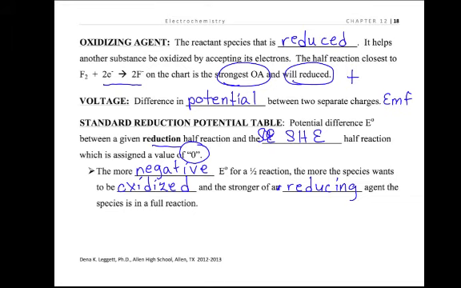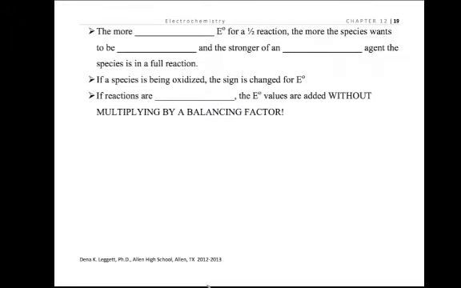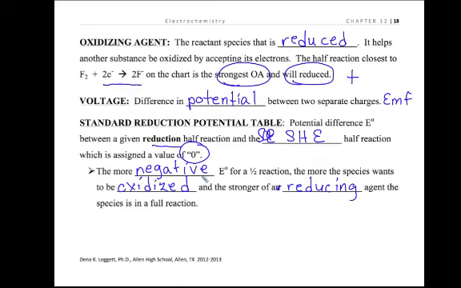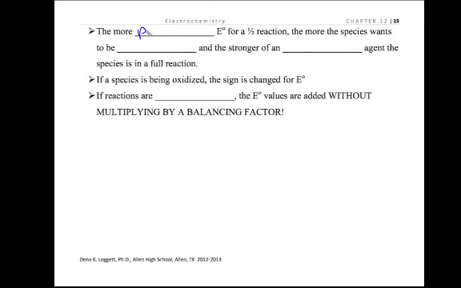Okay, so a couple more and then we'll sign off for this video. Let's see. I did the more negative half reaction. So let's do the positive. The more positive it is, the more the species wants to be reduced and the stronger of an oxidizing agent.